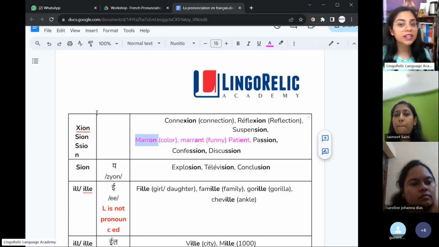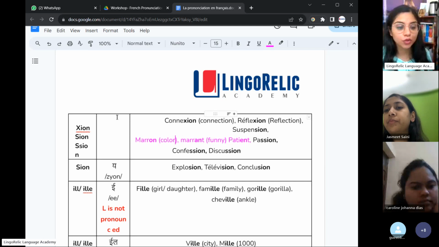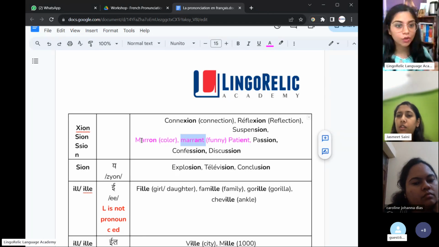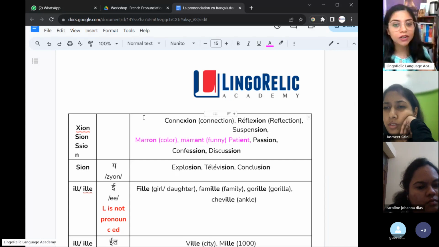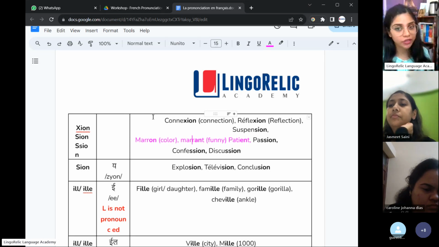here only. How do you pronounce this? Marron. Okay, so this is the color maroon, whereas this one is marron. Listen to me very carefully. You have un marron. Marron is the color maroon, whereas marron is the adjective for funny. So very tiny bit of difference, but you have to pay attention.